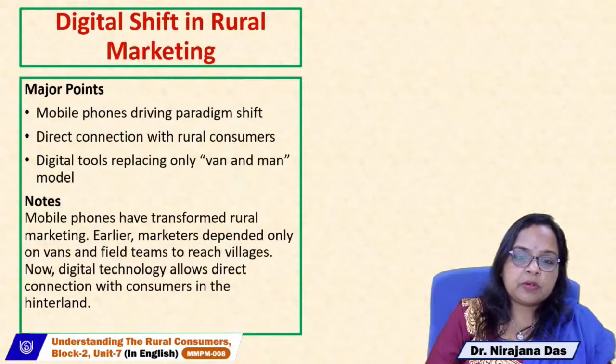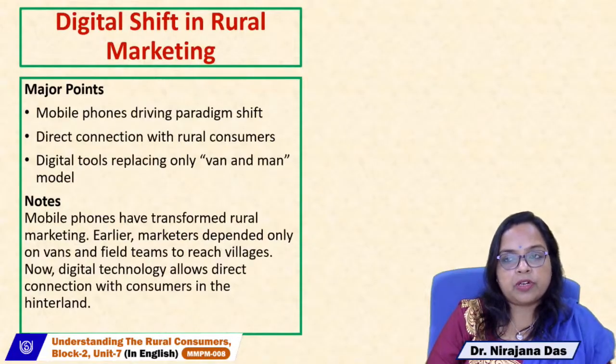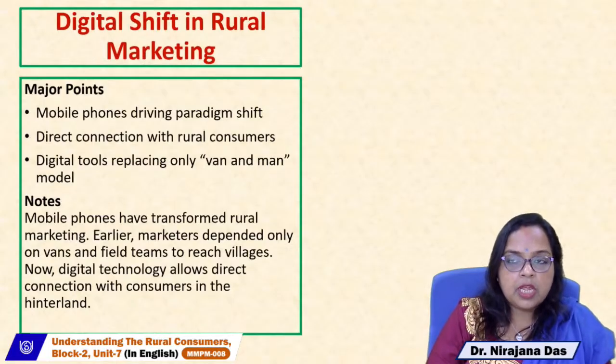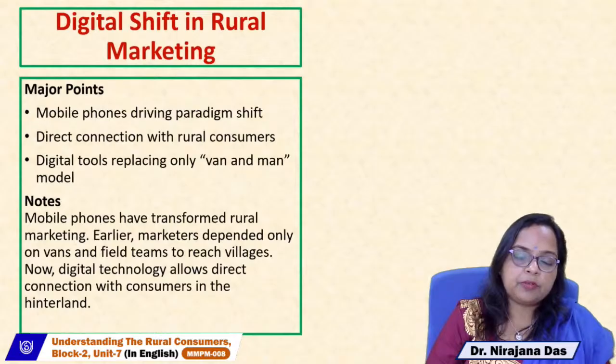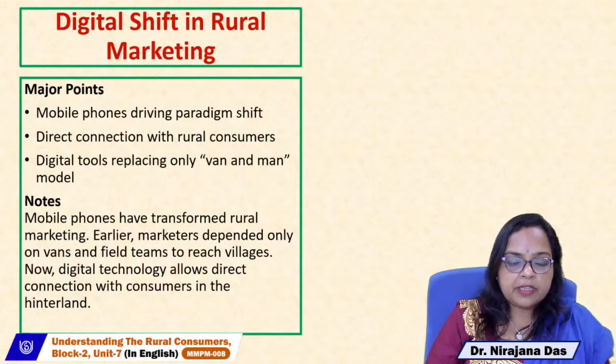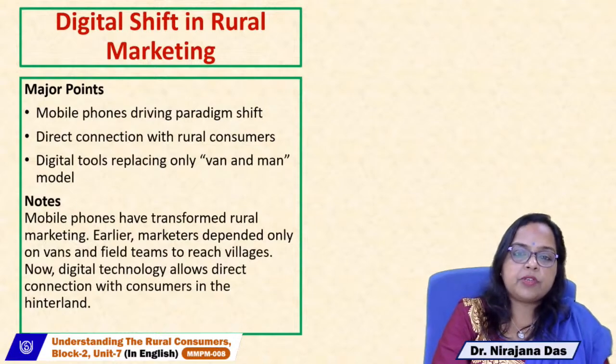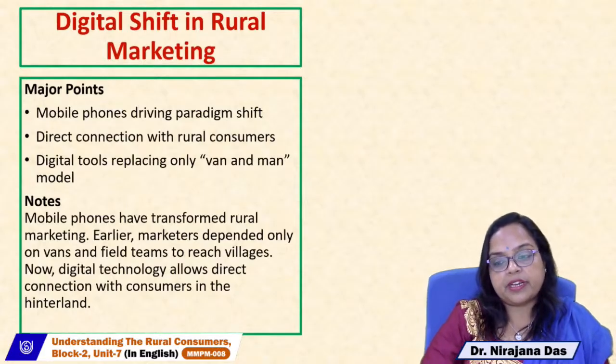Digital tools are replacing the van and man model. The model the companies used to apply a few years ago was the van and man model, something that goes from the company to the customer, either a van or a person from the company who is going and making them aware of the product. So the introduction and massive use of mobile phones with internet connection has really changed the concept of rural marketing for rural buyers.